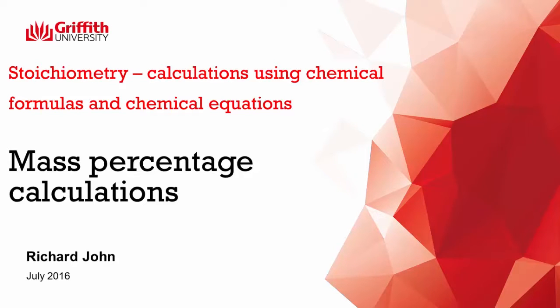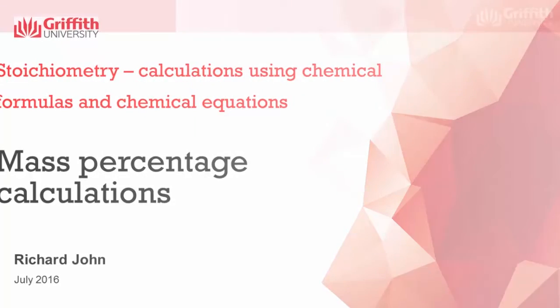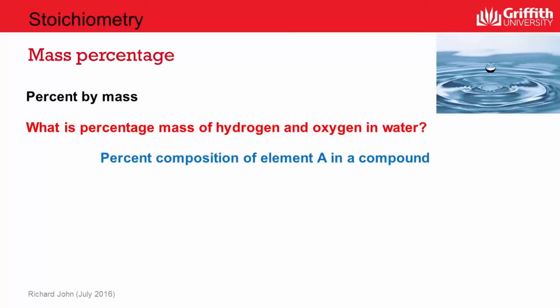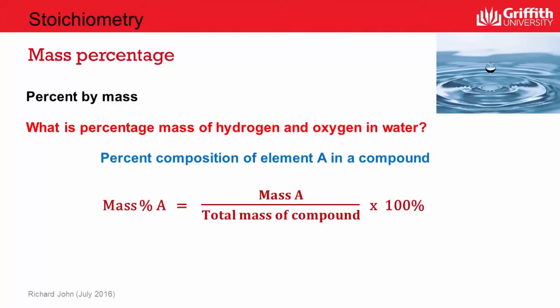In this video, we're going to carry out calculations based on the chemical formulas of substances, and in particular, we're going to look at calculating the percentage mass of each element in a compound. A typical problem you might get along these lines: what is the mass percentage of the elements hydrogen and oxygen in the compound water? We can express the mass percent composition of any element A in a compound as the ratio of the mass of A over the total mass of the compound. And we multiply that by 100% to turn it into a percentage.